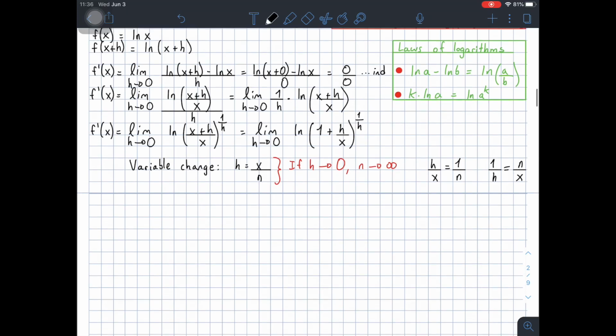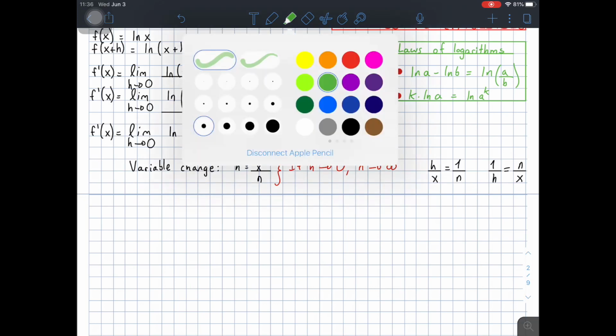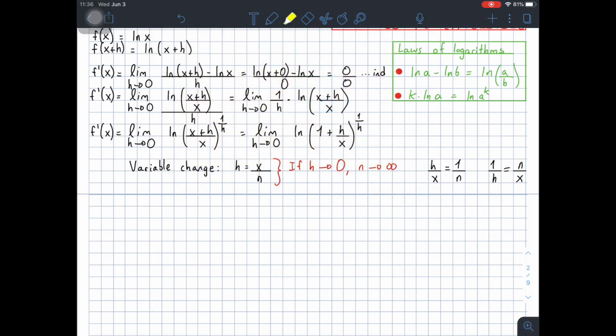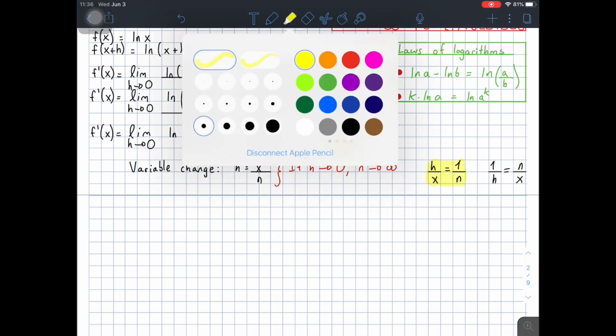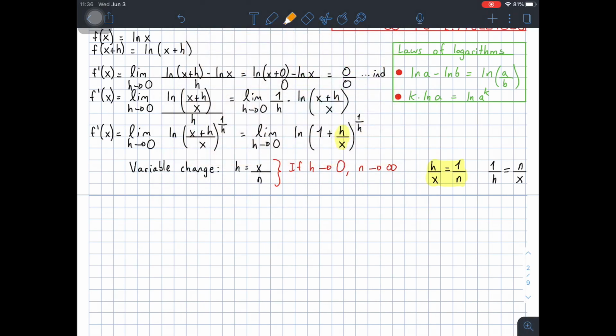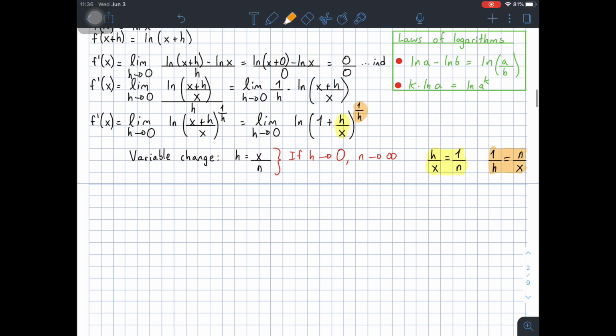So why did I do this variable change? In order to be able to replace these values. If you take a look here, I have h over x, but I rewrote h over x as 1 over n, which is what I have here. And the second reorganization of the variable is for this 1 over h we have here. 1 over h, according to our variable change, is equal to n divided by x. So that's why I did this.